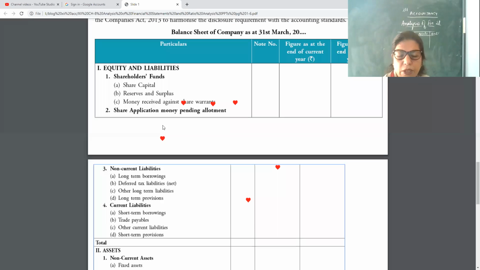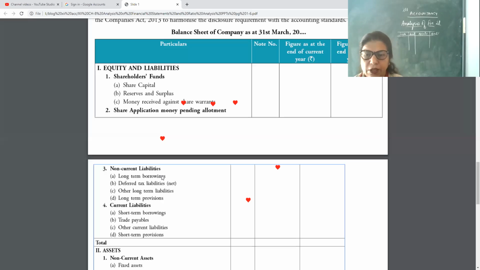First, the equity and liability side is classified in four parts. Shareholders' funds, which is in three parts. These are known as subheadings. Share application money. Non-current liability is classified in four parts. Long-term borrowings, which are known as debt, debentures, which carry a fixed percentage rate of interest. Then deferred tax liability, other long-term liabilities, long-term provision.